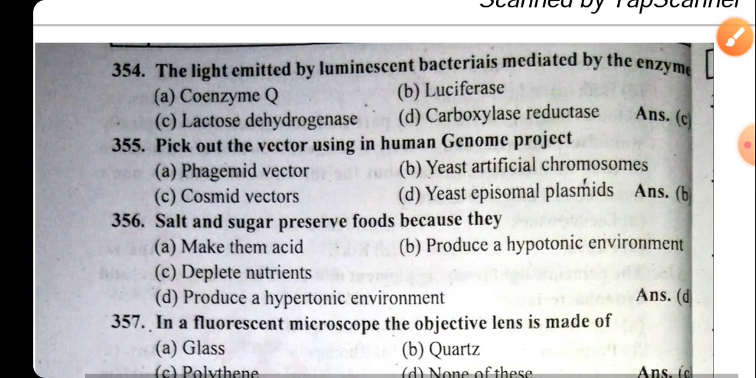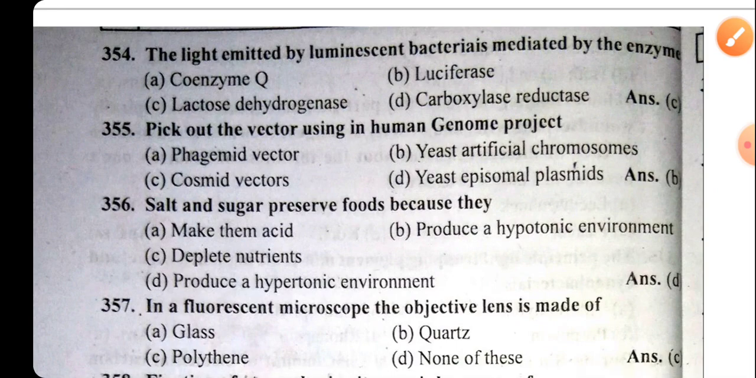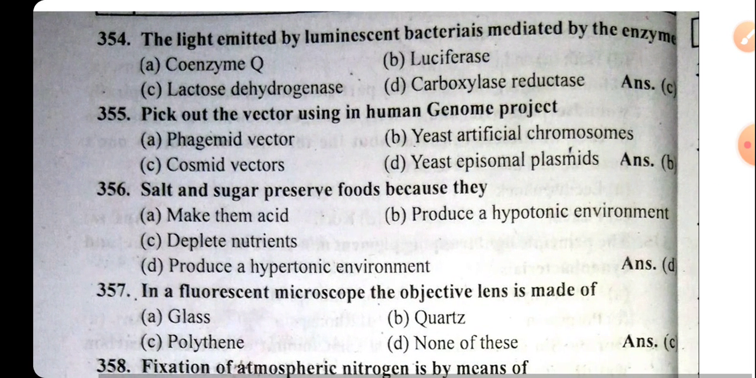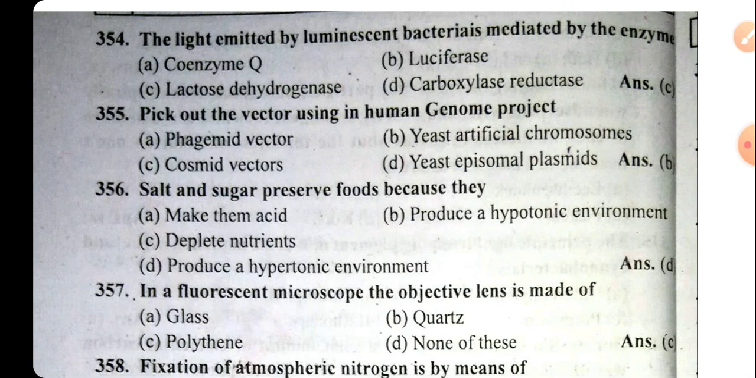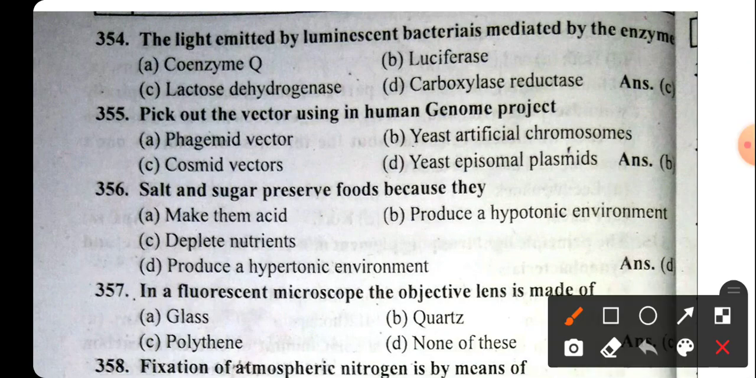Okay. Now the next question is: the light emitted by luminescent bacteria is mediated by the enzyme luciferase, option number C will be the right answer. Now the next question is: pick out the vector used in the human genome project. We know HGP is the Human Genome Project, and the vector was the yeast artificial chromosome. That is option number B.